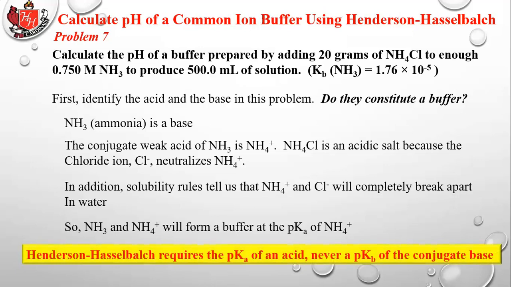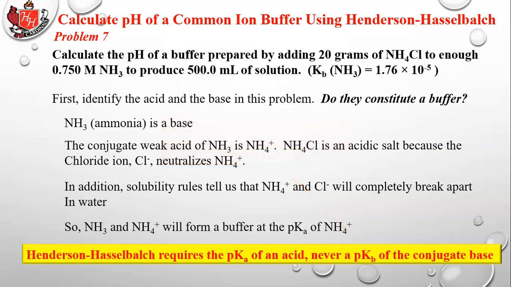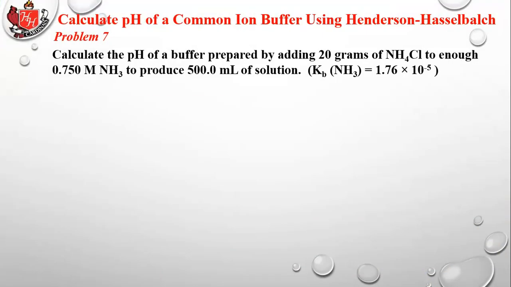So Henderson-Hasselbalch requires a pKa of an acid, never a pKa of a conjugate base. So that Kb up there, we can't just turn that into a pKb and use Henderson-Hasselbalch. You have to get it to a pKa for Henderson-Hasselbalch. Okay, so we continue.